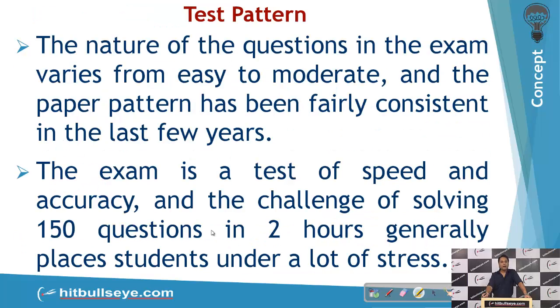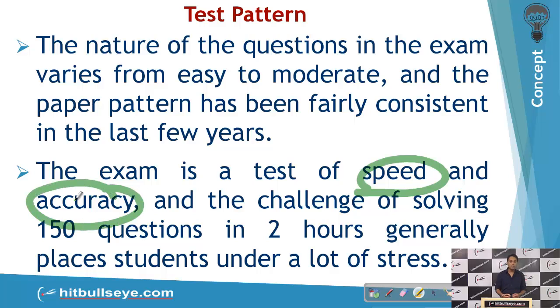Let's look at the test pattern. The nature of the questions in the exam varies from easy to moderate, and the paper pattern has been fairly consistent in the last few years. The exam is a test of speed and accuracy. In fact, these are the two pillars to which a management student has to hold on to. Speed, which measures your efficiency, and accuracy, which measures your effectiveness. And the challenge of solving 150 questions in 2 hours generally places students under a lot of stress.